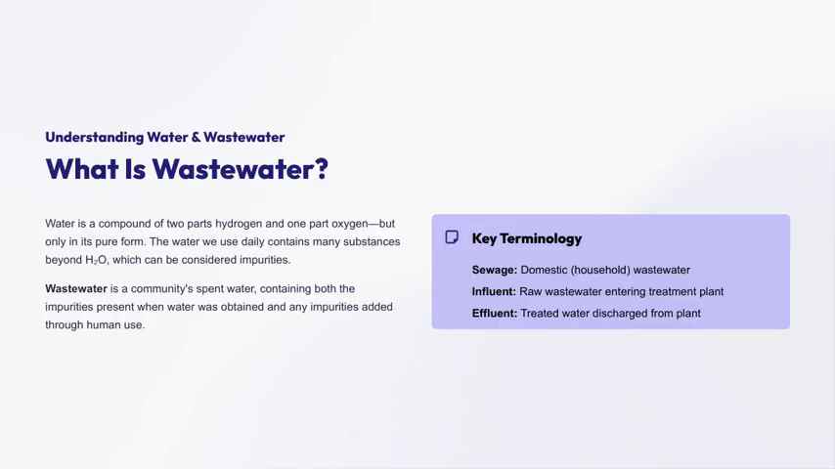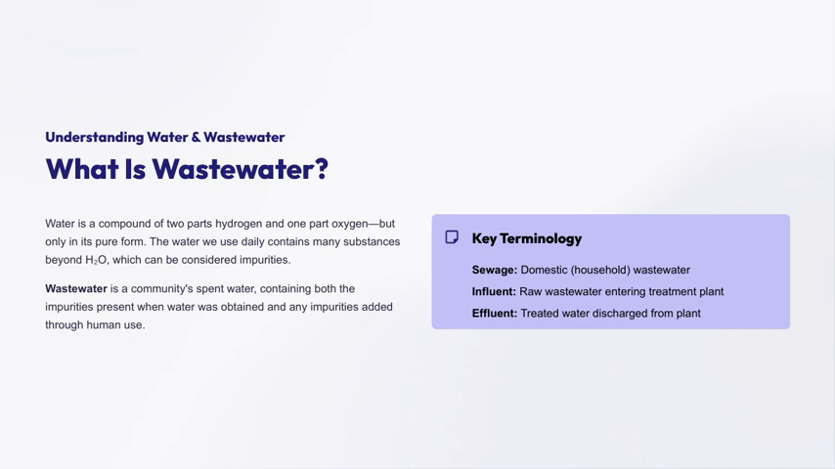Let's start by understanding what wastewater really is. Water, as we know, is a simple compound made of two hydrogen atoms bonded to one oxygen atom, H2O, but in our daily lives, the water we use is rarely pure. It usually contains many other substances, which we call impurities. Now, wastewater is basically the water that a community has used and then spent. It includes the impurities that were present when the water was first obtained, plus anything added during human activities like cleaning, cooking, or flushing toilets.